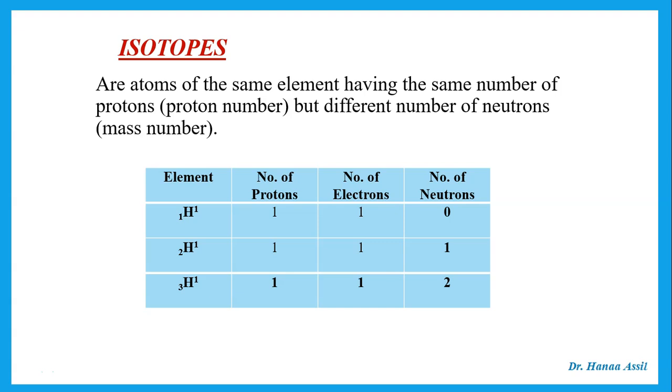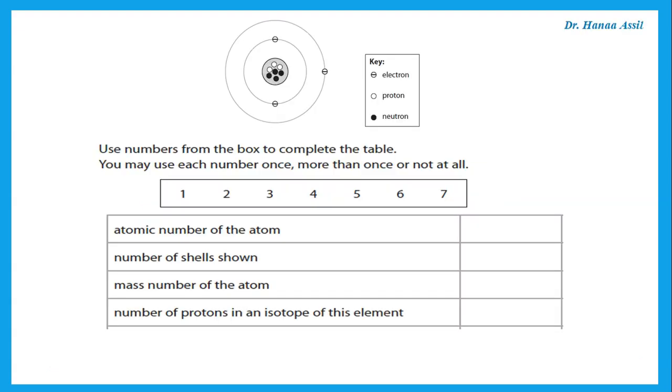Isotopes are atoms of the same element having the same number of protons but different number of neutrons. So isotopes, same number of protons, same number of electrons, but different number of neutrons. So if we have this kind of diagram, what is the atomic number of this atom? Remember, atomic number is the number of protons. So obviously that atom has 3 protons. What is the number of shells? The shells are the circles around the nucleus, of course. These have 2 energy levels or 2 shells.